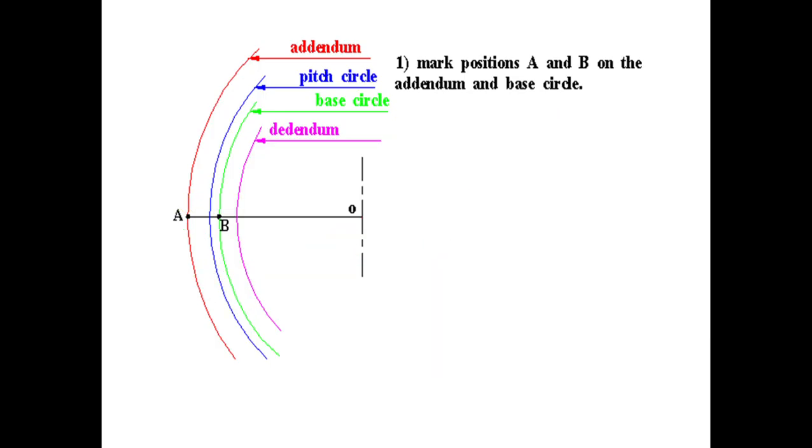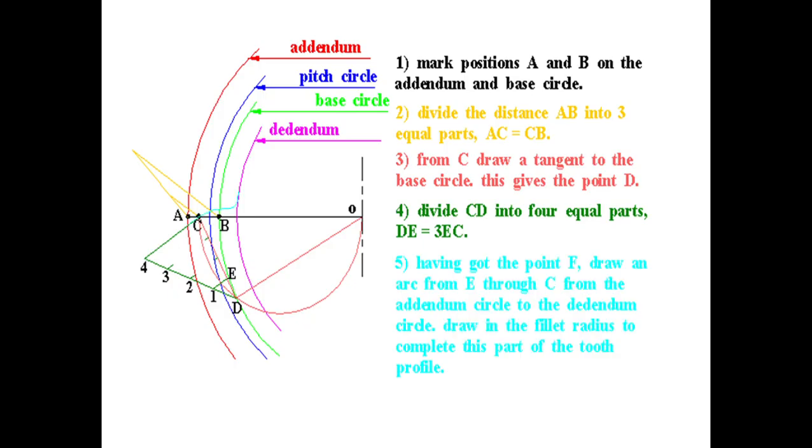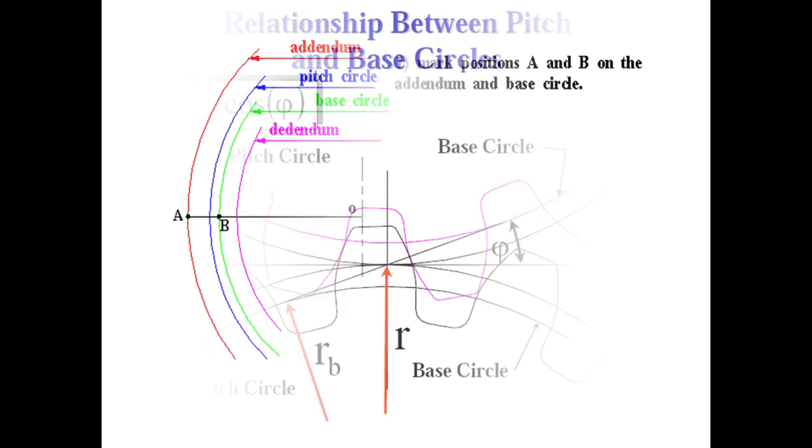So AC will be equal to CB, and then from C, draw a tangent to the base circle. From C we draw, and this gives the point D. Then divide CD into 4 equal parts, that is DC is equal to 3EC, so DE is equal to 3EC. Having got the point F, draw an arc from E through C and the addendum circle to the dedendum circle. Draw in the fillet radius to complete this part.